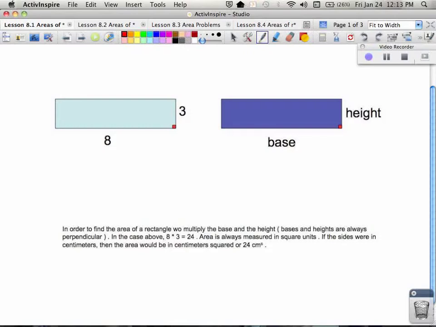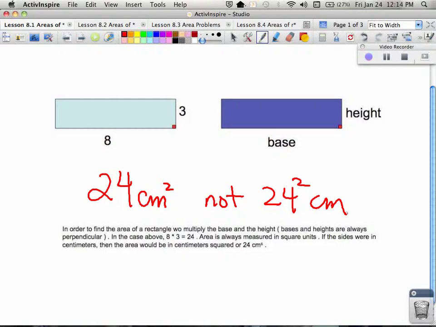In this light blue case, as you see, we have 8 times 3, which is 24, and 24 would be the area of that light blue rectangle. Also, don't forget that area is always measured in square units, not the number, but the units. If the sides were in centimeters in this case, then the area would be in centimeters squared, or in other words, 24 centimeters squared. So the way that you would write your answer is 24 cm squared, not 24 squared centimeters. So this is our answer.